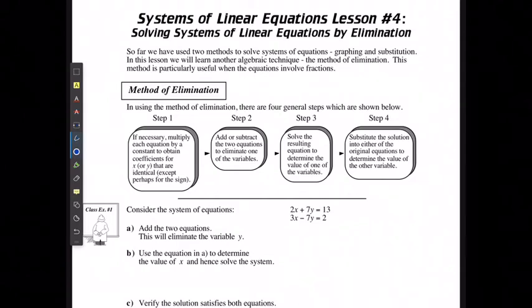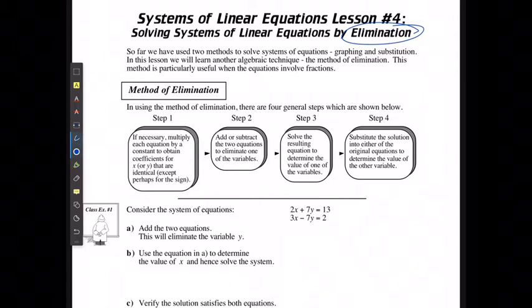For this lesson, we're going to take a look at the other algebraic method for solving systems, which is going to be by elimination. So when we're talking about elimination, what we're doing is adding or subtracting the two equations together to cancel out a variable. So the first thing we need to do is, if necessary, multiply each equation by a constant to obtain coefficients for x or y that are identical, except perhaps the sign, which we're going to take a look at in a second. Then we're just going to add or subtract vertically.